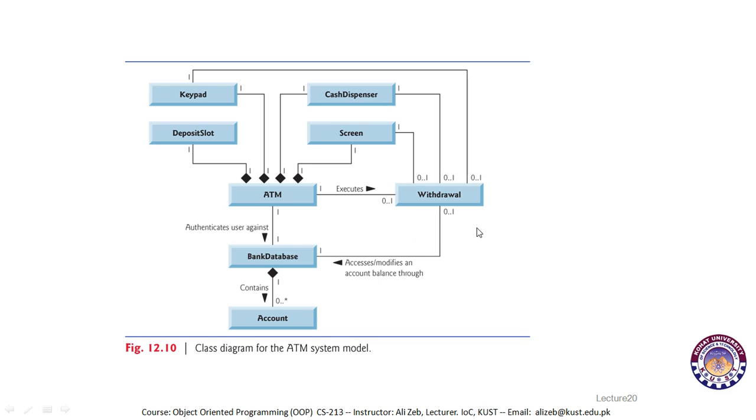The withdrawal class also has a relationship with the bank's database, since the withdrawal can access and modify the account balance, so it needs to have a relationship with the bank's database. As we can see, we are not providing any direct access to the account class. All of the access to the account class is through the bank's database, because the information needs to be updated within the bank's database to be available in the account class.